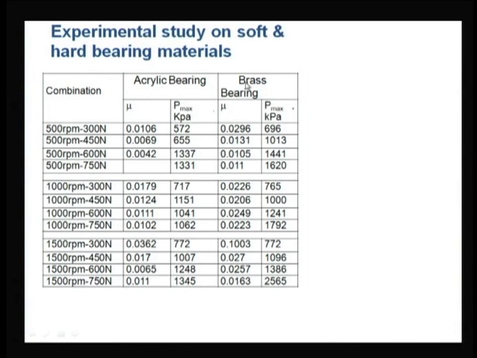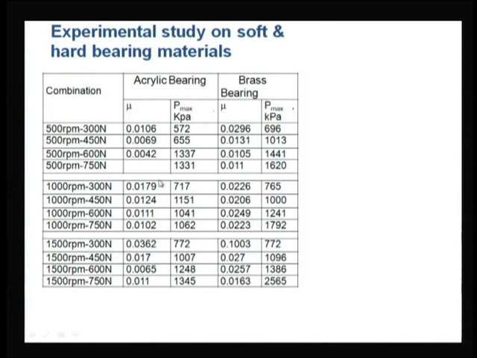bearing and the P maximum which occurred in the brass bearing, both are in kilopascals, and of course, in a few places it has reached megapascal, but acrylic is a softer material, it will be deformed at the low contact pressure itself. Few experiments were done at 500 rpm, 1000 rpm and 1500 rpm. Again the 4 kinds of loads: 300 Newton, 450 Newton, 600 Newton and 750 Newton.